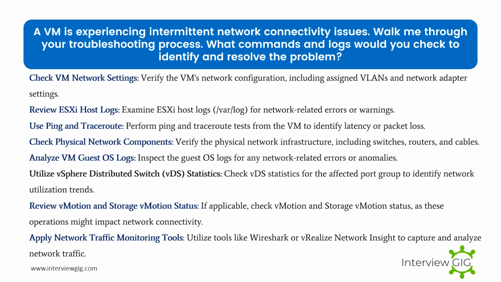A VM is experiencing intermittent network connectivity issues. Walk me through your troubleshooting process. What commands and logs would you check to identify and resolve the problem? Check VM network settings. Verify the VM's network configuration, including assigned VLANs and network adapter settings. Review ESXi host logs. Examine ESXi host logs, /var/log, for network-related errors or warnings.